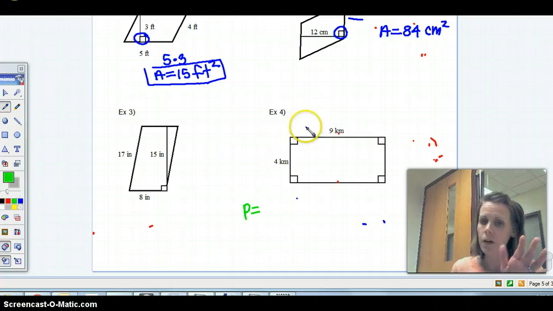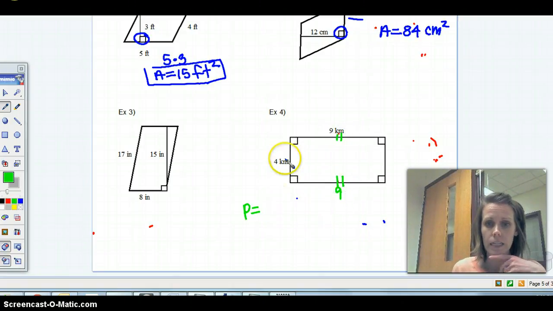So we know in any parallelogram, any rectangle, not only are these two sides parallel, but they're also equal in length. If this side is 9, then this side is 9. Same thing here. These two sides are parallel, but they're also equal in length. So if this is 4, then this is 4. You need to know that in order to find the distance around, because we're going to need 4 sides.